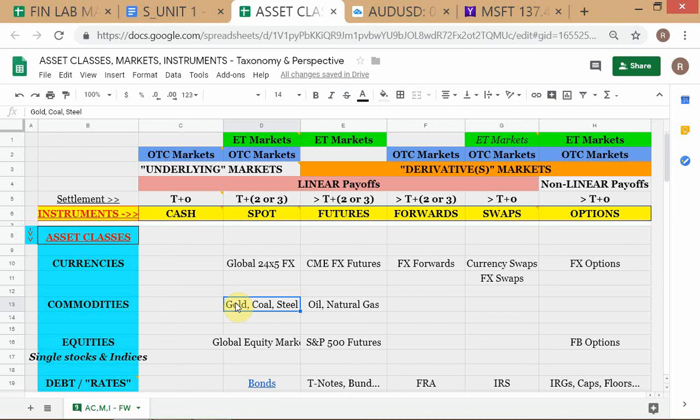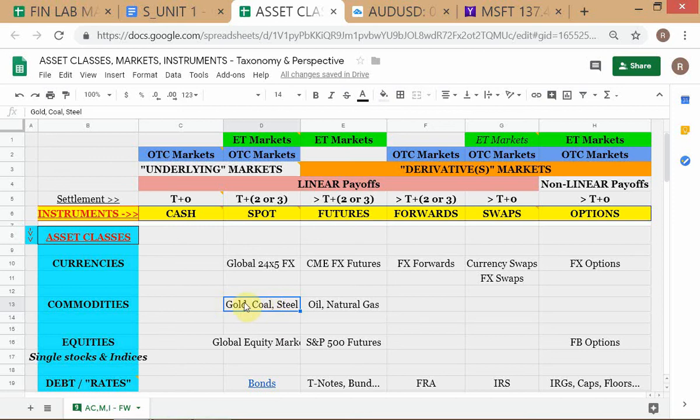Think of this as at the intersection of markets and instruments. You have a massive cell which includes all the possible markets in that. And remember how we've defined markets? Gold is a market for exchanging gold against US dollars. The coal market is where you exchange coal against US dollars. Against steel, against US dollars or whatever. Sometimes coal and steel are not so global, so you can have local markets also. But whatever the local market is, in that case, it's against the local currency. But we can think of them as global markets.